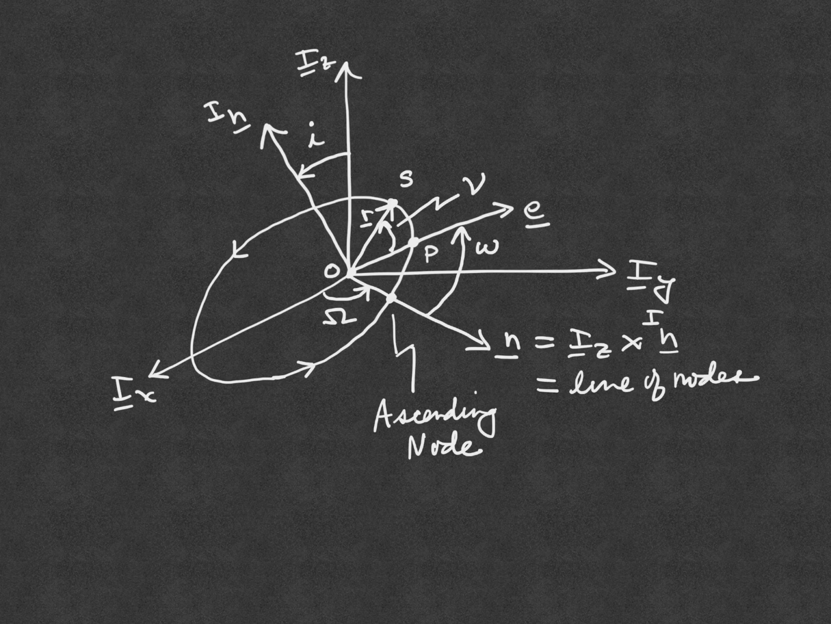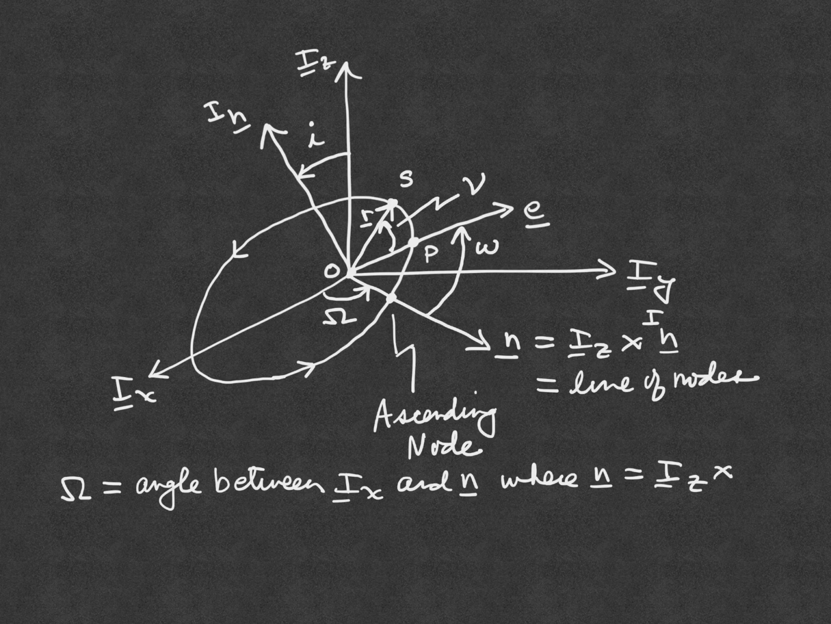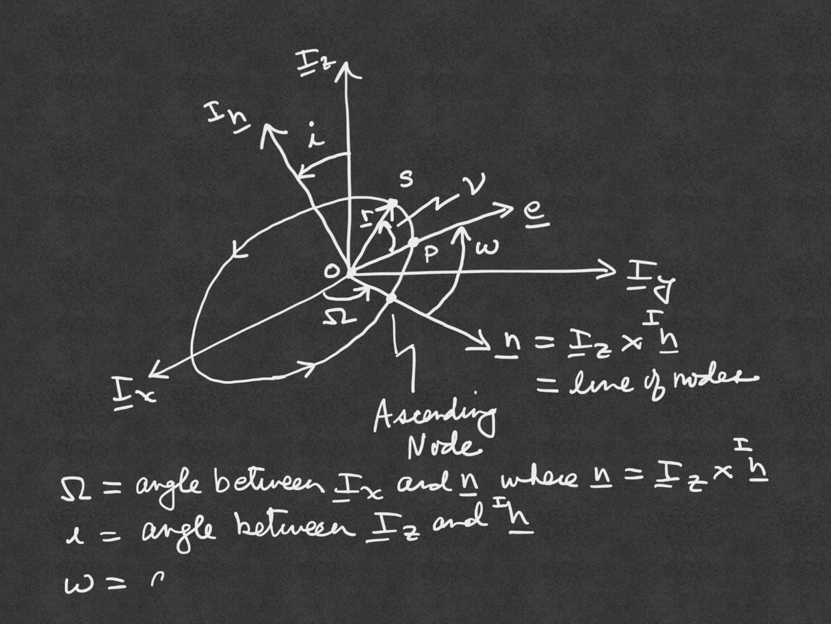So let's go into a little bit more detail on these angles. So omega is the angle between Ix and N, where N is equal to Iz crossed with H. i is the angle between Iz and H. And finally, little omega is the angle between N and E. And of course, the true anomaly is the angle between E and R, but we already know that, right? So that's been defined earlier.